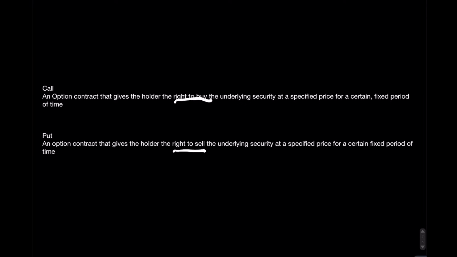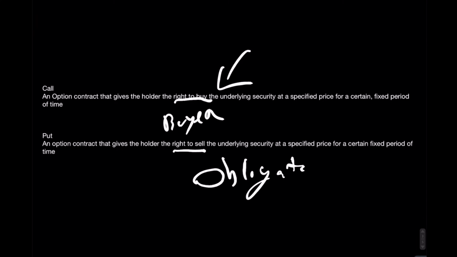Keep in mind that this is only taken into consideration when you are the buyer, not the seller. If somebody's selling you the contract, there's another side to the story. You can be the buyer or you can be the seller. If you have the right to buy when you are the buyer, understand that when you're the seller, you have the obligation to sell. And vice versa, you have the obligation to buy when you are the seller on the put side.